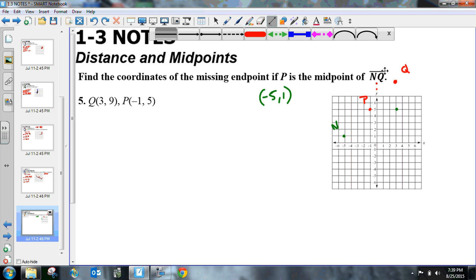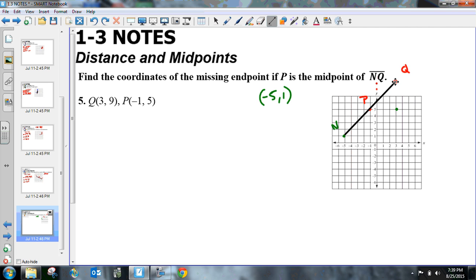Let's check it out. Let's make a line right here. We're going to call this point x sub 2, y sub 2, and this is the point x sub 1, y sub 1. I know this point right here is x sub 1, y sub 1. And I'm going to use my midpoint formula to help me out. I'm going to write that up here: x sub 1 plus x sub 2 over 2, comma, y sub 1 plus y sub 2 over 2.